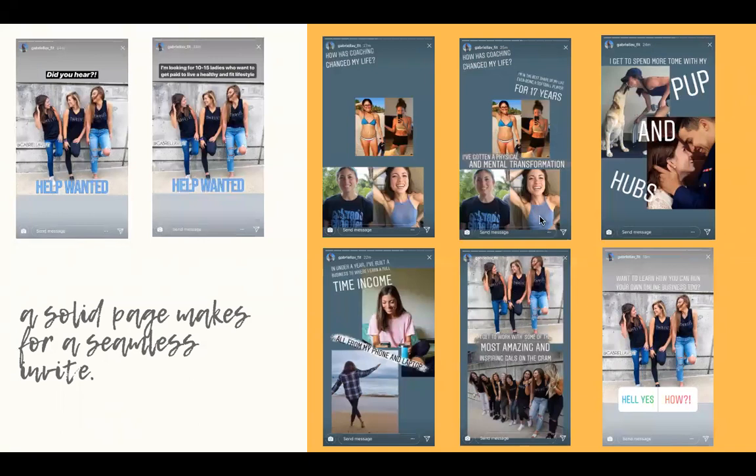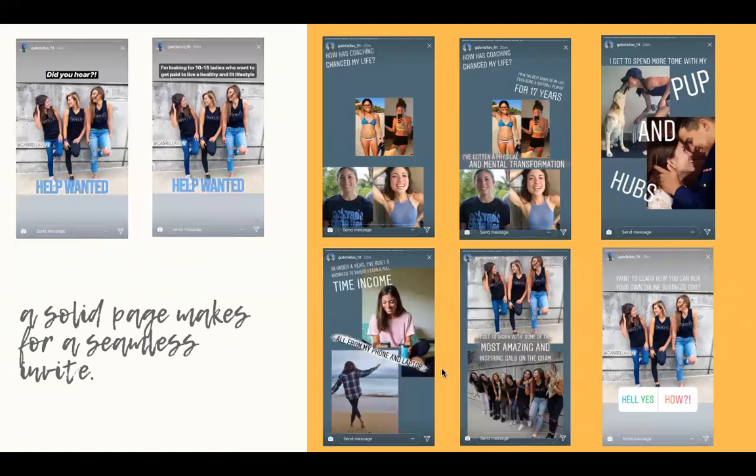So Gabby shares, "How has coaching changed my life? I'm in the best shape of my life, even being a softball player for 17 years. I've gotten a physical and mental transformation. I get to spend more time with my pup and hubs. In under a year, I built a business to where I earn a full-time income," which you could switch to, "I'm on my way to building a full-time income," or something like that. Just switch the wording around a little bit to fit where you are in the business.